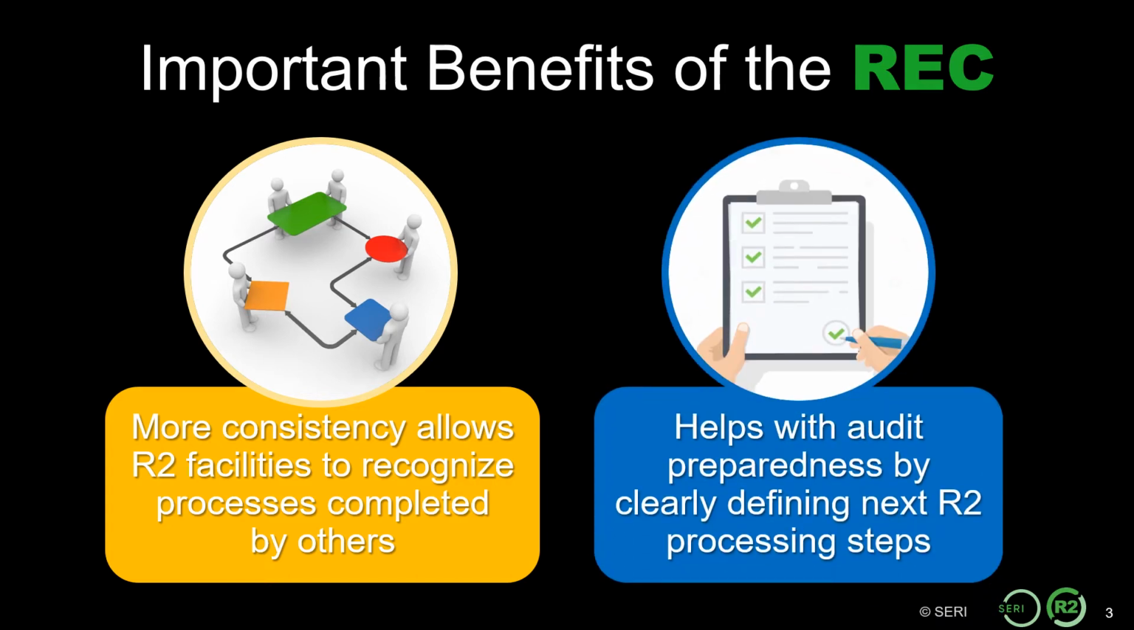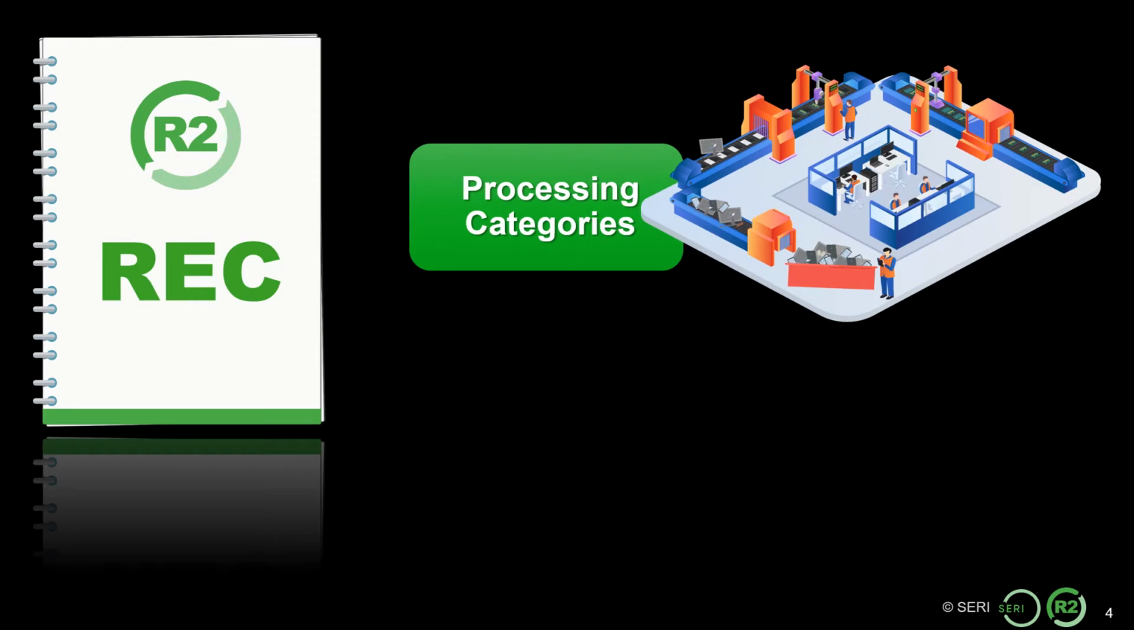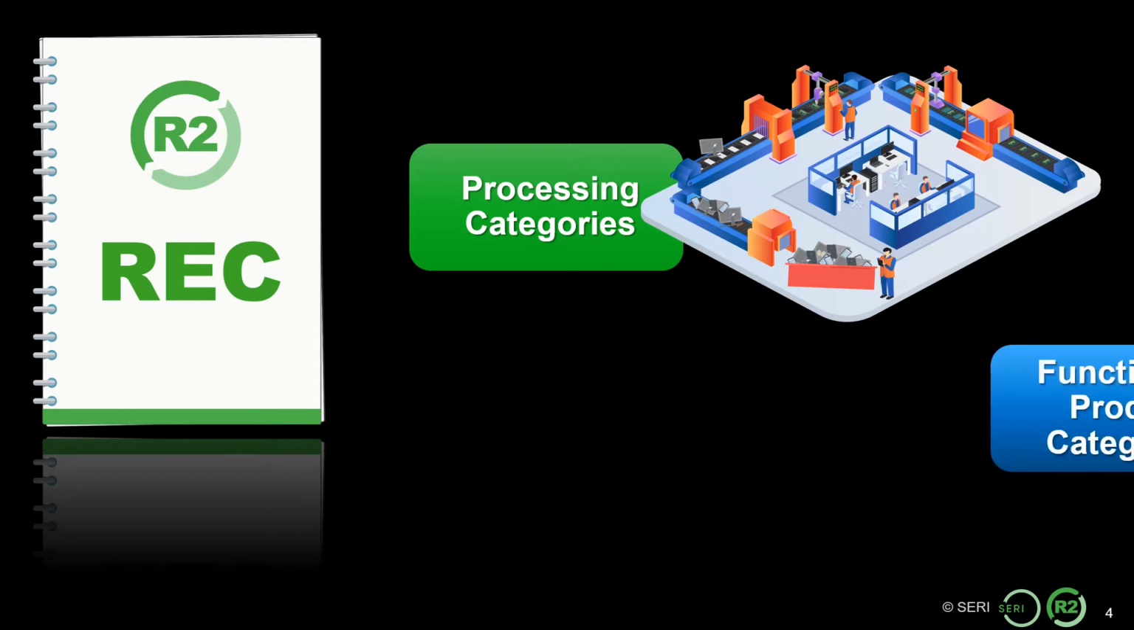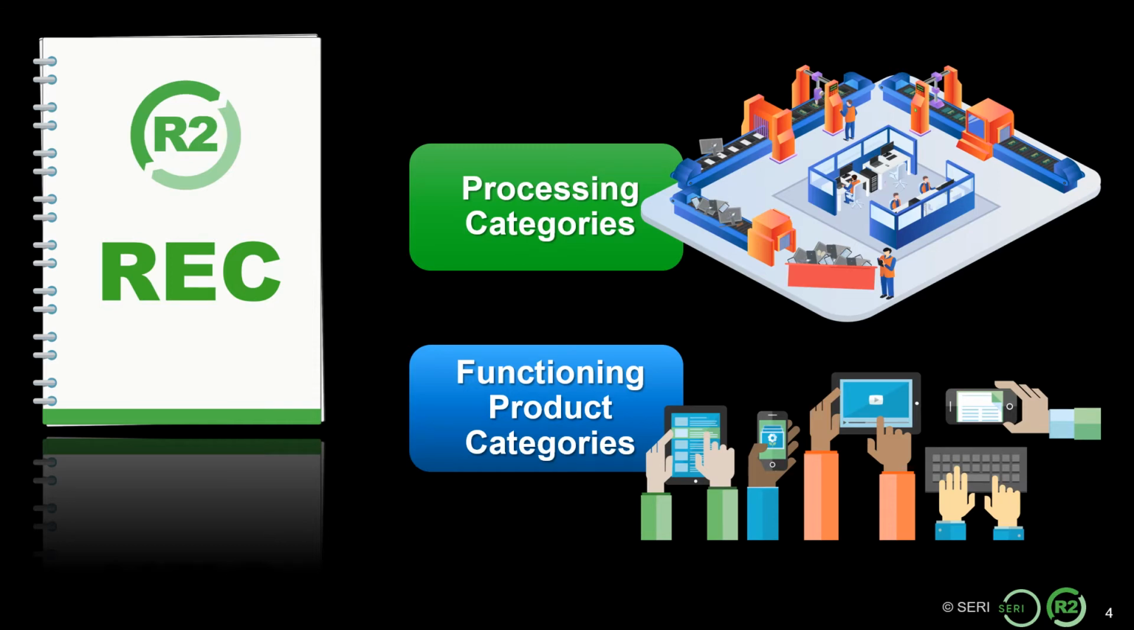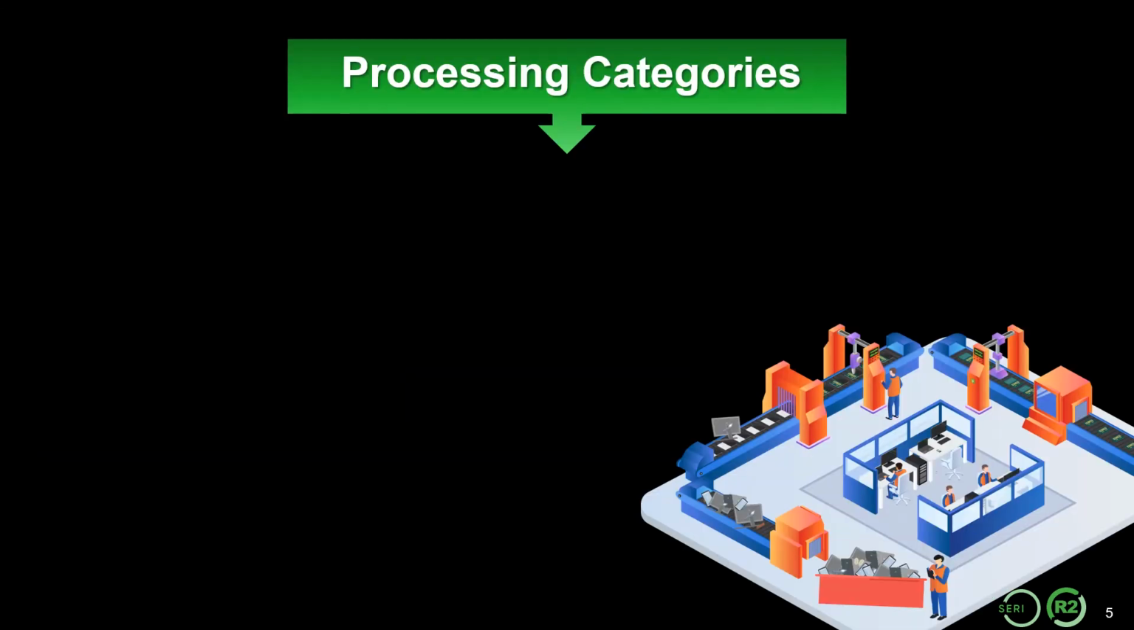The REC also helps with audit preparedness by defining the processing paths or next steps so that facilities can ensure all applicable R2 requirements are met for the equipment, components, and materials they are managing. The REC has two different sections: processing categories that help identify the current processing status of electronic equipment, components, and materials, as well as the next R2 processing steps, and functioning product categories that describe the cosmetic condition and level of functionality of equipment and components. Let's take a closer look at processing categories.